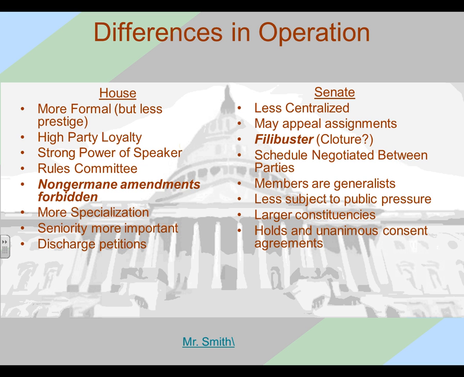Now, there is no such thing as a Rules Committee in the Senate. It doesn't exist. So this is another thing that's unique to the House. And I'll show you over here. We're going to get into more detail about this on Wednesday.